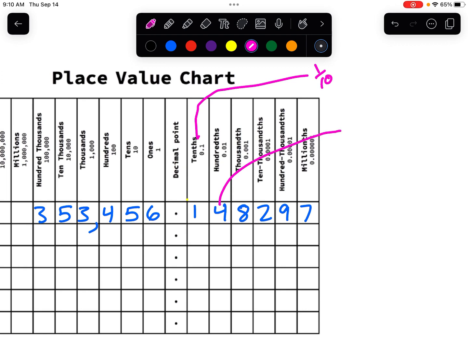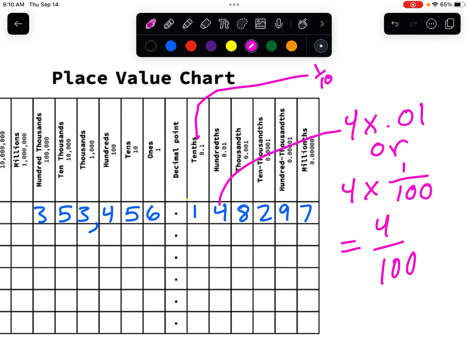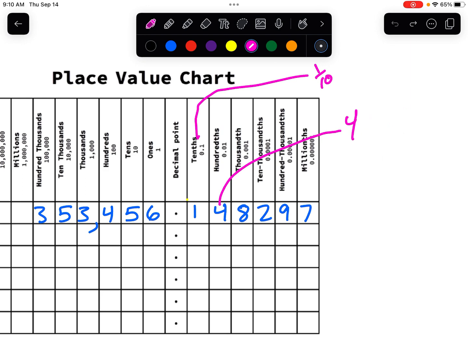Now here, we've got the number in the hundredths place, which means it is this number, 4, times 0.01, or another way to think about it is 4 times 1 over 100. And that actually equals 4 over 100. Again, these are all concepts that if you have not already learned, we are going to learn them and work really hard on them. And believe it or not, we're going to have fun doing it, because that is my mission for you all.